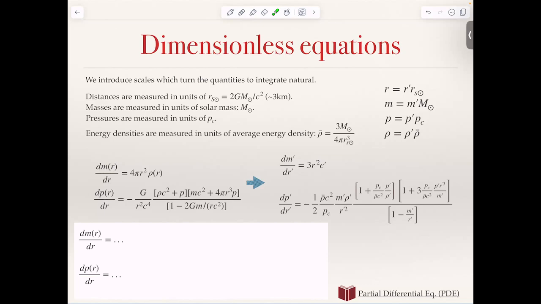I wanted to do this work with you, but maybe it is extremely simple, so I will let you be convinced by yourself. So these are the TOV, the original TOV system on the left hand side, and on the right hand side, this is the system that you solve once you have introduced these scales. So this is the dimensionless TOV system.